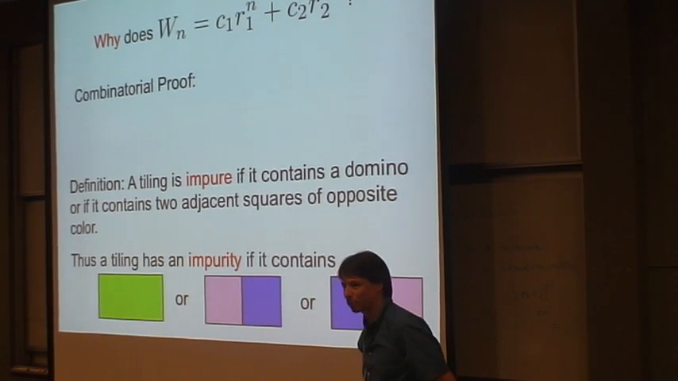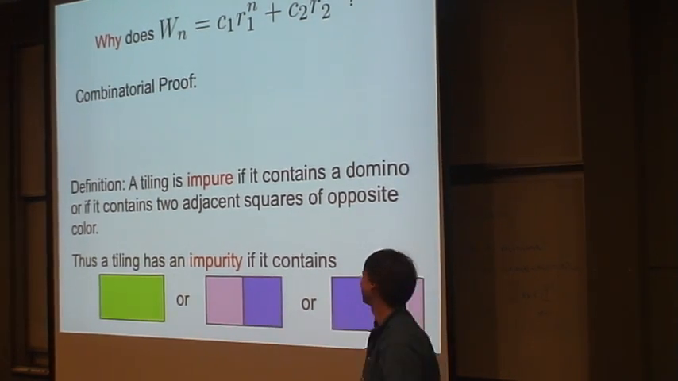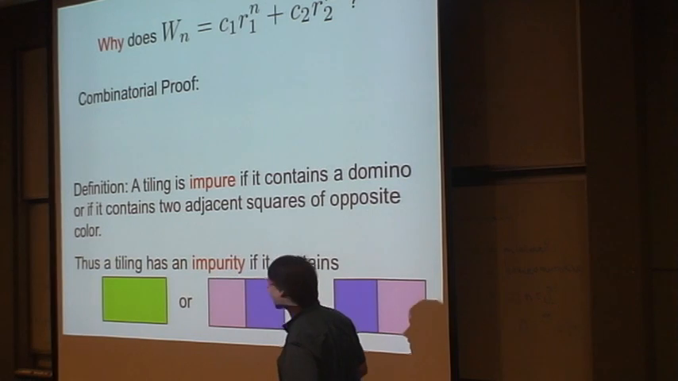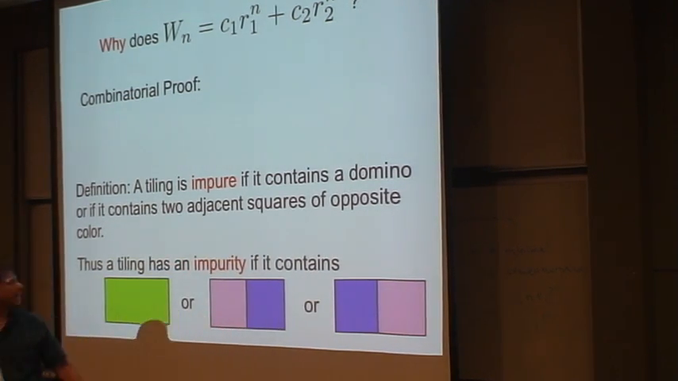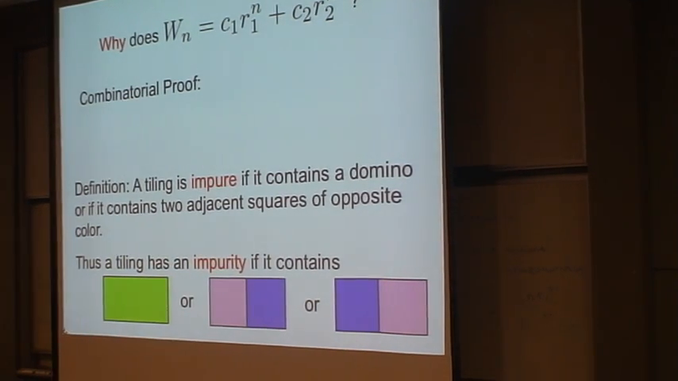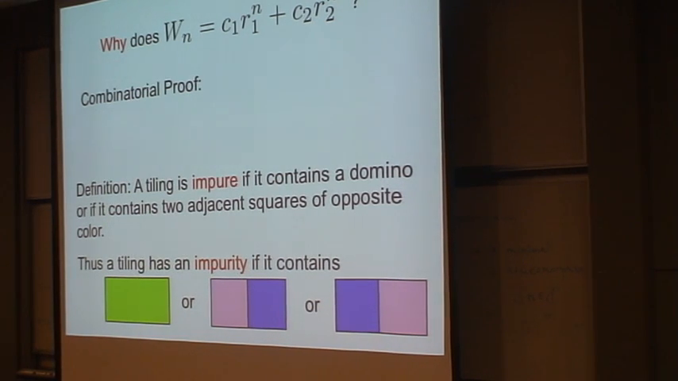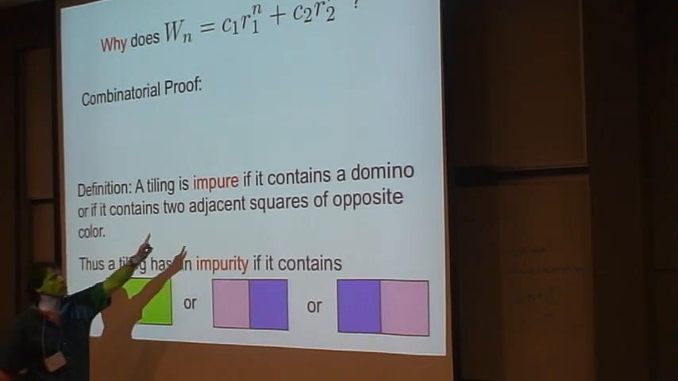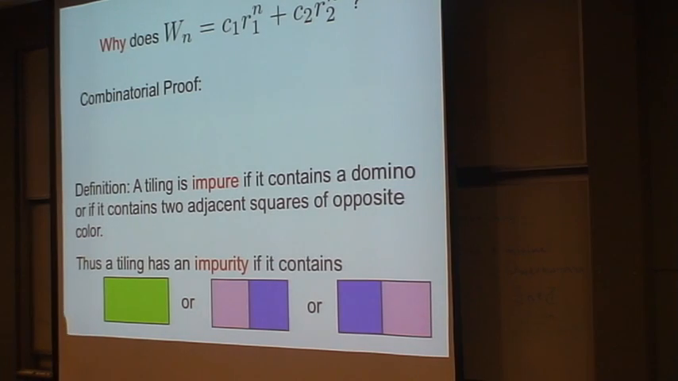All right, so here's the combinatorial proof. Here's where the fun begins. I'm going to say that a tiling is impure if it contains, anywhere in the tiling, a domino, or it contains two adjacent squares of opposite color.